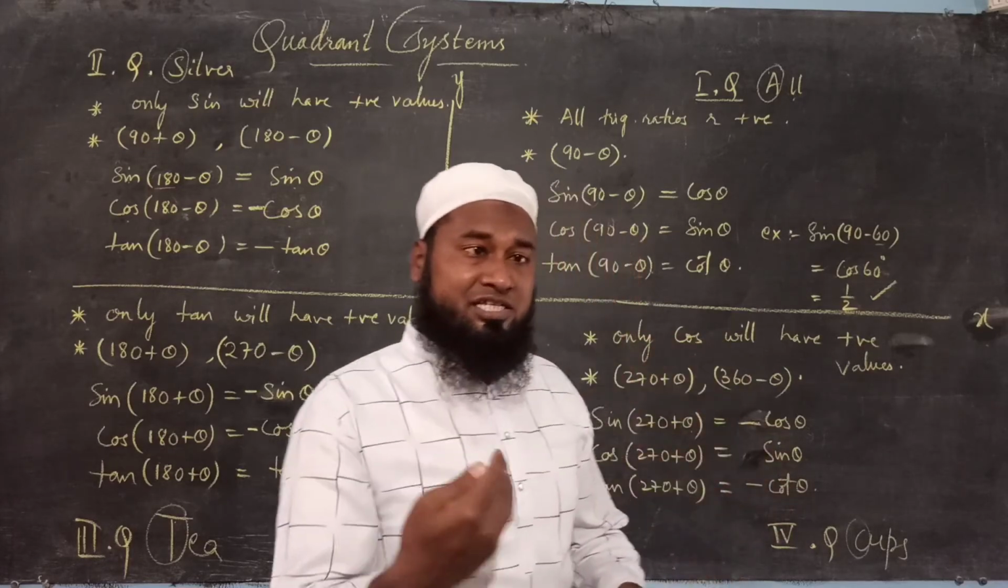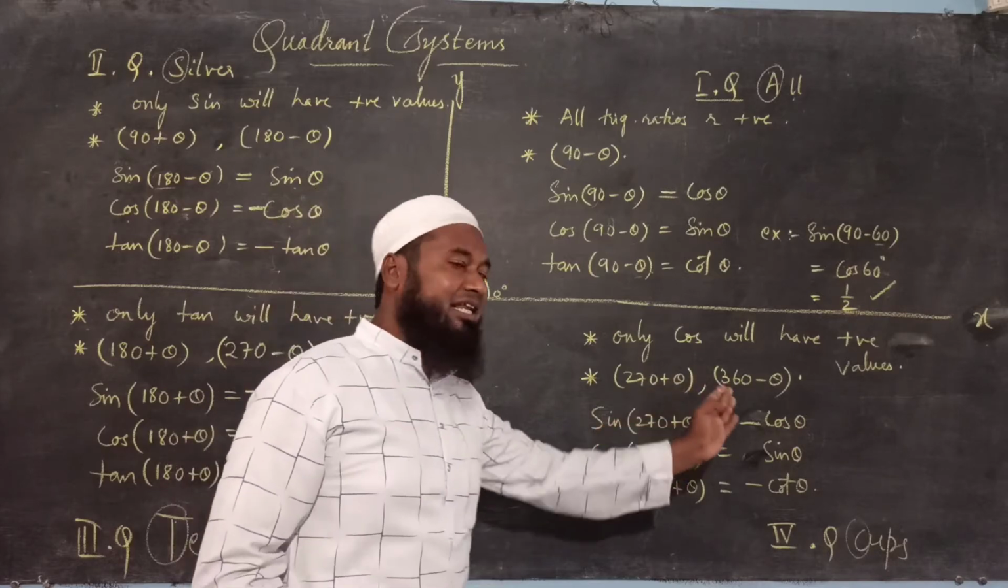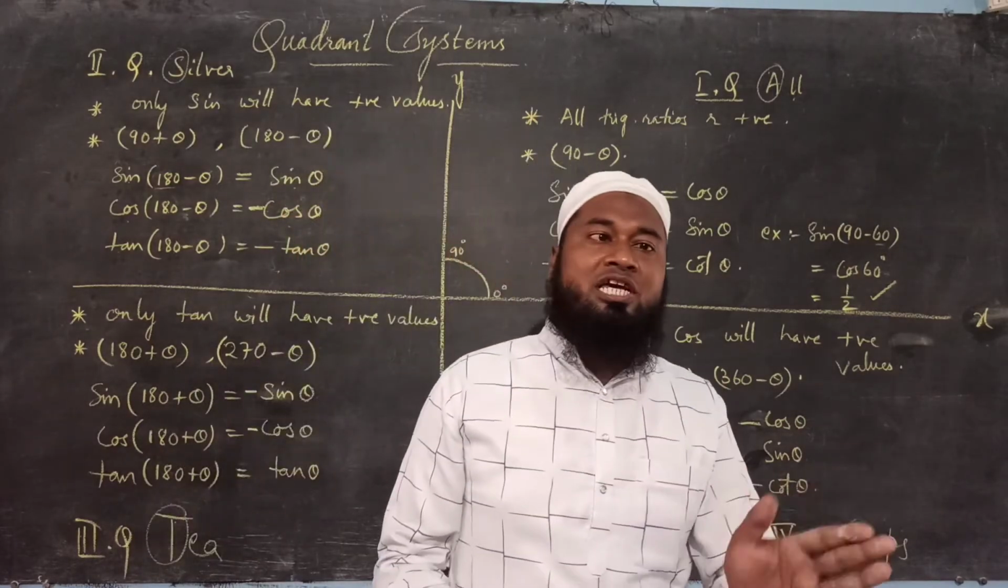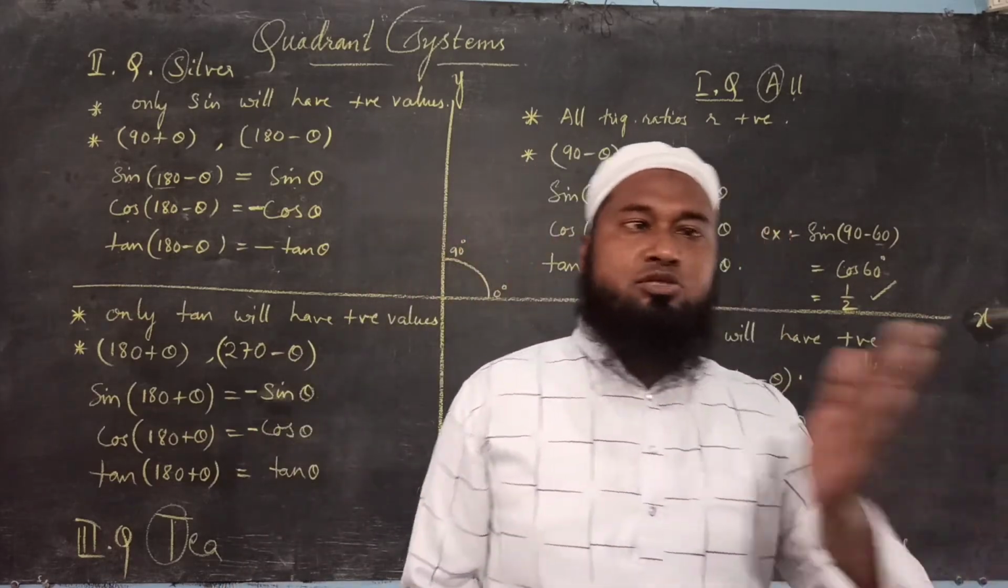For 18 and 36, the other even numbers which you can get in this overall quadrant system, whenever 18 is coming and 36 is coming, don't change sin to cos. Keep sin as sin only. Keep cos as cos only.